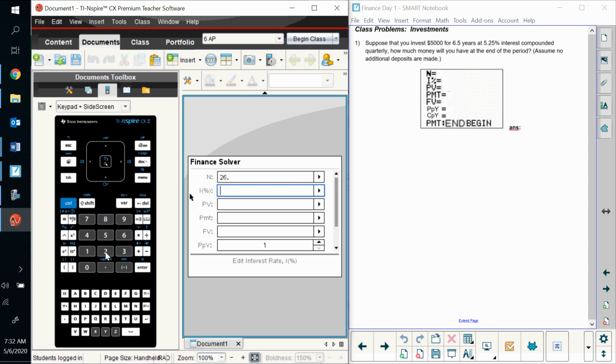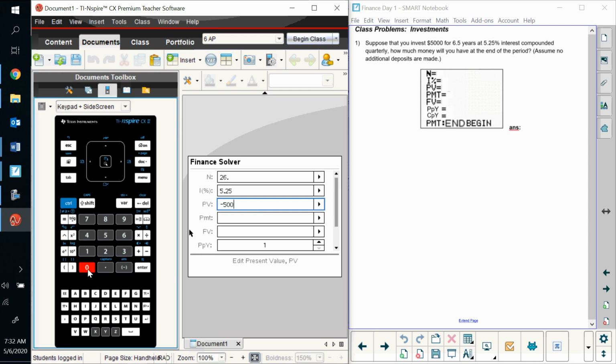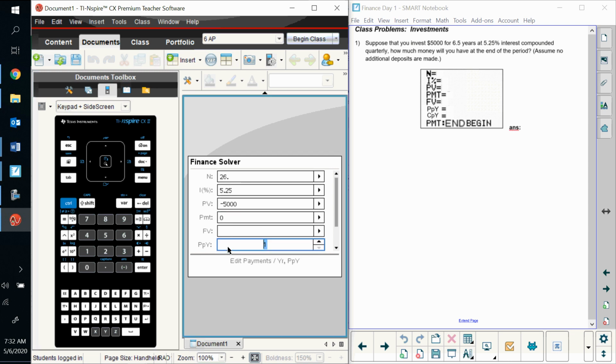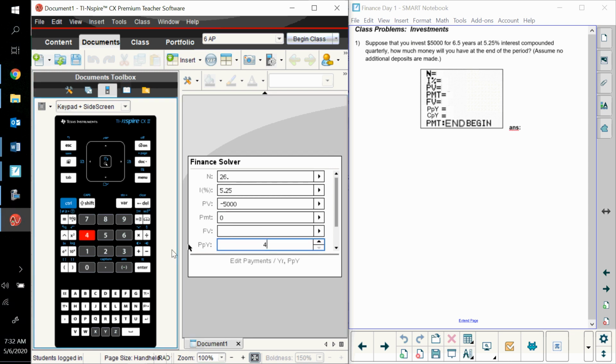The interest rate was 5.25. Okay, and just click to the next box, then you can tab through them. For PV, our present value, well, we have 5,000 and we're investing it. So that's leaving our wallet. So we'll want to put it in as a negative 5,000. We don't have any payment here, so we'll leave that as 0. The payment would be like if after each year you put in an extra $1,000, then you would put in minus 1,000 there for the payment. And the PPY is 4 because we're doing it quarterly.